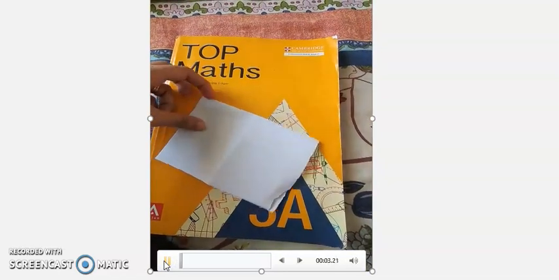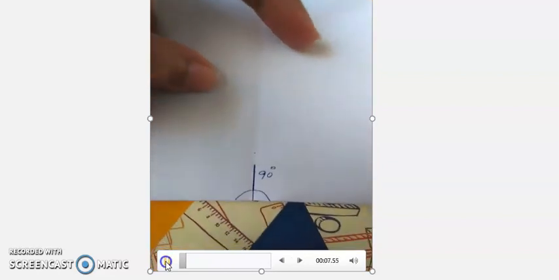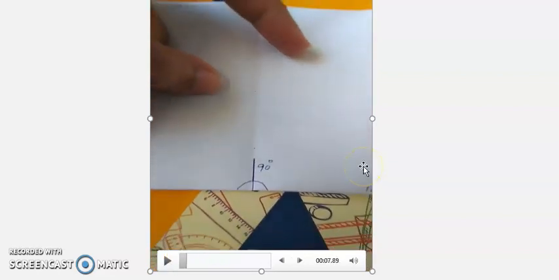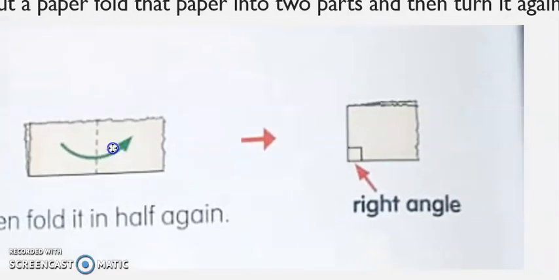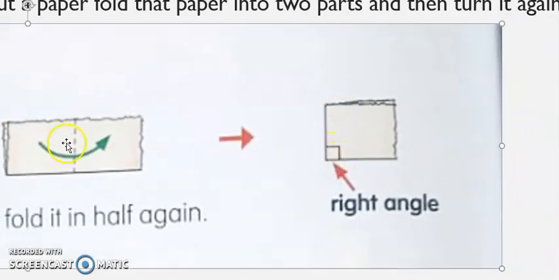You have to take a paper, fold that paper, and then after folding that paper you have to take a pen and fold it again and make a line at the center of the paper like this. Okay, you have to fold the paper like I fold it here, and then you have to fold it again.